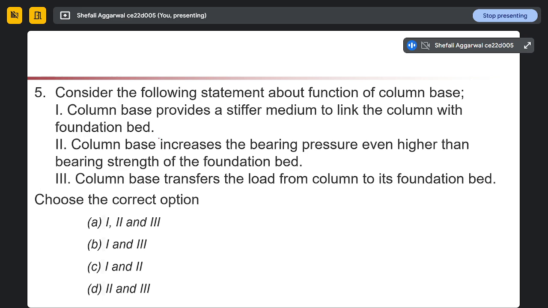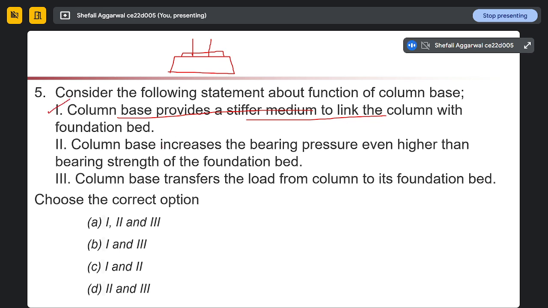So if we see point one, column base provides a stiffer medium to link the column with the foundation bed. Normally our foundation bed is concrete and our column, in steel design, is made of steel. So to reduce the stresses in the foundation, we provide a column base, which will increase the area and reduce the stresses. So yes, it provides a stiffer medium to link the column with foundation bed. So this is the correct option.